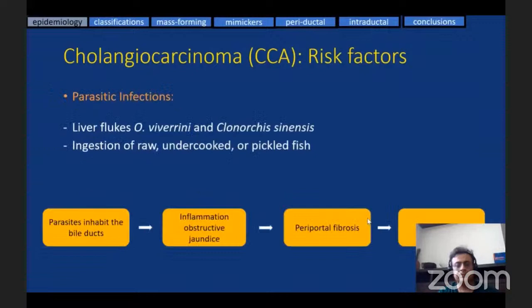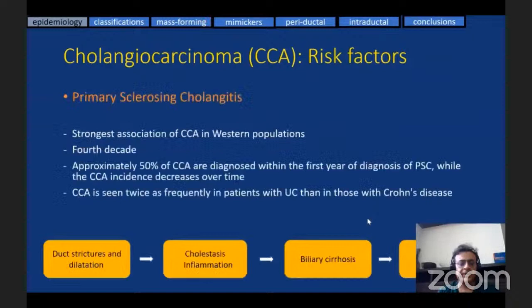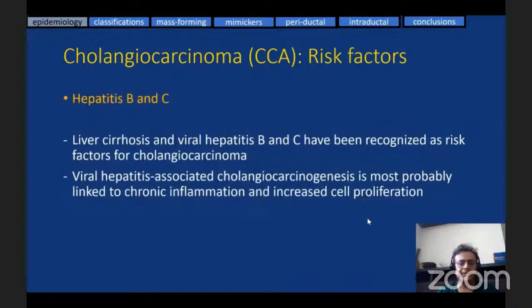I won't go into the details of cholangiocarcinogenesis. These slides will be there in your PDF. Hepatitis B, hepatitis C, and liver cirrhosis are common risk factors for developing cholangiocarcinoma and hepatocellular carcinoma, so be aware of that. Many times the clinician wants to know whether the patient with cirrhosis has cholangiocarcinoma or hepatocellular carcinoma, so the role of the radiologist becomes very crucial.